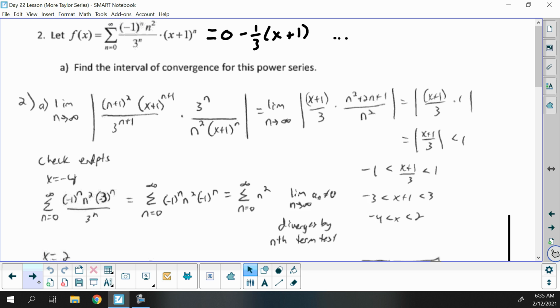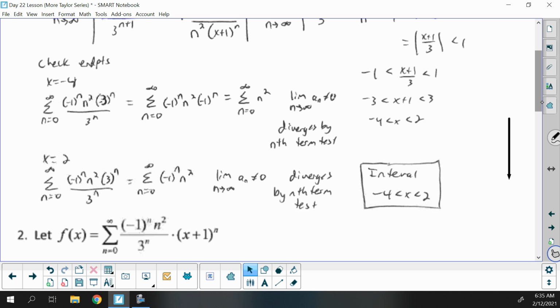We need that to stay less than 1 in order to converge. Do your negative 1 and 1 to get rid of the absolute value. Multiply by 3, subtract 1. So our initial interval of convergence is negative 4 to 2. We've got to test our endpoints, though, and we are subbing them into here. So when we put negative 4 in for x, we're going to get a negative 3 to the n. And when we put the 2 in for x, we'll get positive 3 to the n. So let's see what happens with each of those.